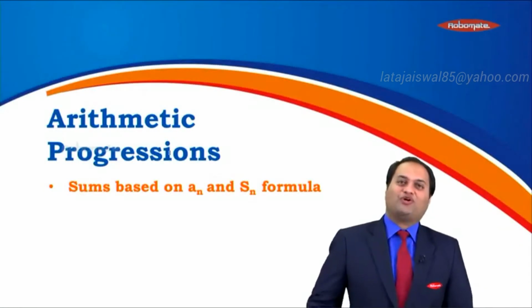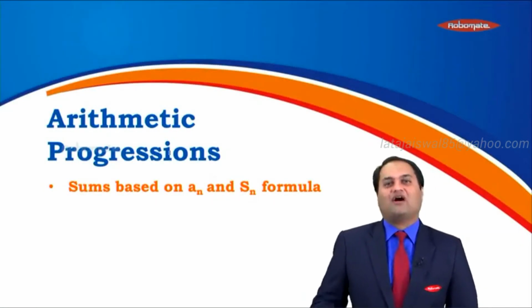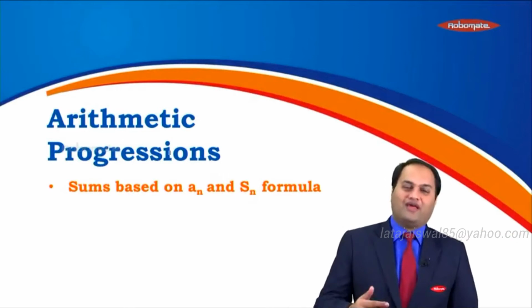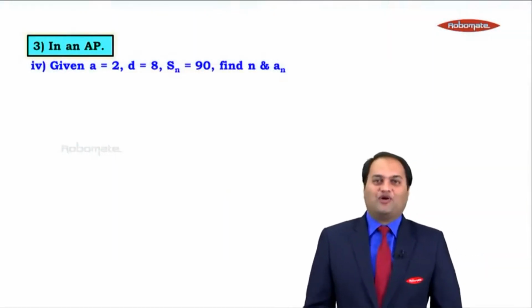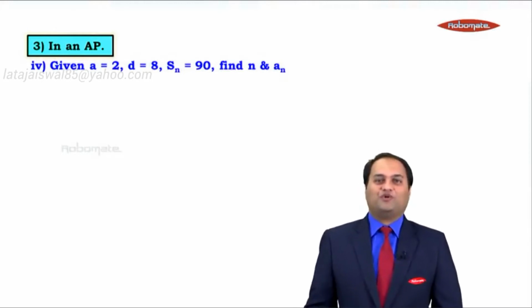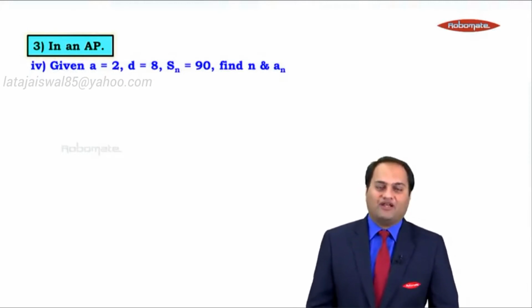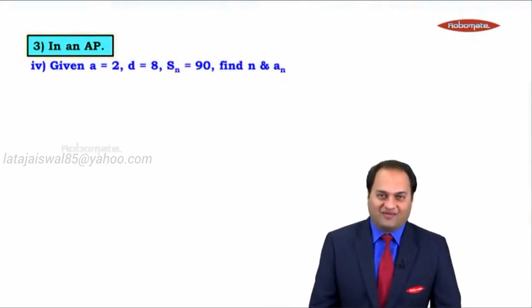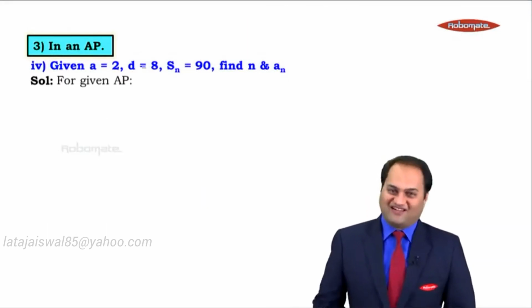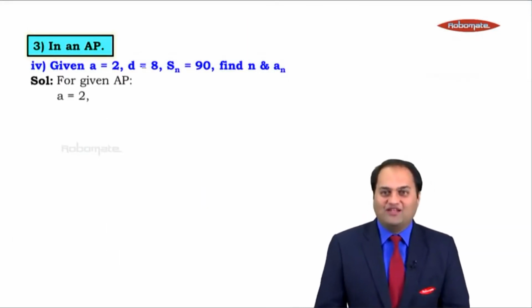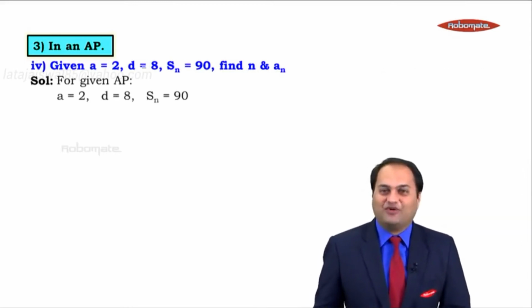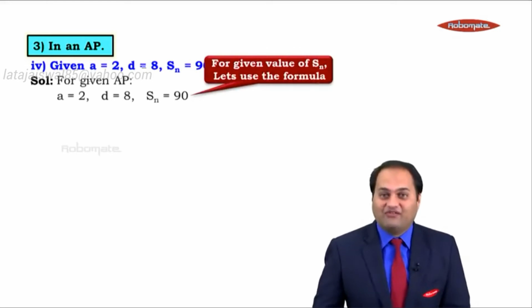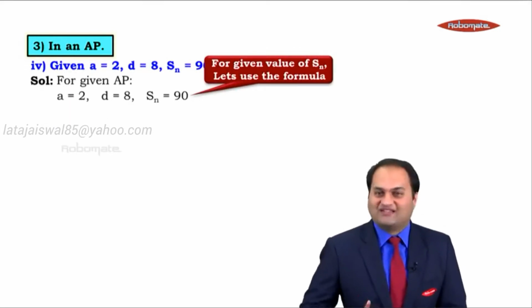Modules. Let's move on to the next module of this chapter. Again, a module based on AN and SN formula. The sum is given: A is equal to 2, D is equal to 8, SN is equal to 90, find N and AN. So what is given to us? For the given AP, A is equal to 2, D is equal to 8, SN is equal to 90. Because SN is given to us, we need to use SN formula.